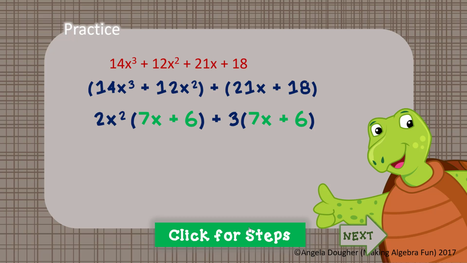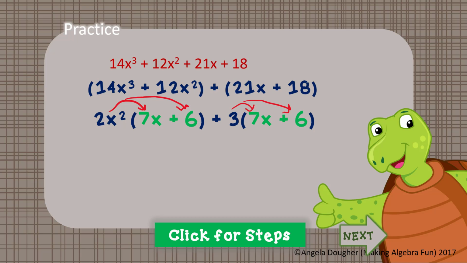And as you can see here, it gives us our 2x squared times 7x gives us 14x cubed, and a 2x squared times 6 gives us 12x squared. And we can factor a 3 out of both of these because 3 times 7x gives us 21x, and then 3 times 6 gives us 18.